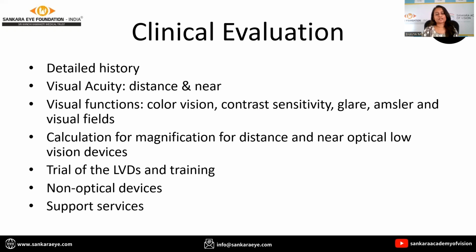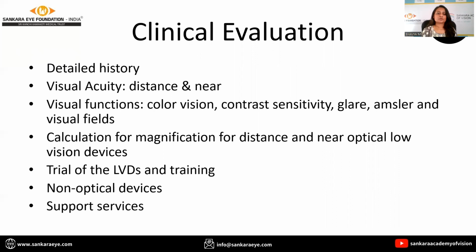Telescopes come in a wider range: monocular telescopes and binocular telescopes, which are handheld telescopes. We also have clip-on telescopes ranging from 2x to 10x magnification. We also have near optical low vision devices, which comprise magnifiers and glasses with prisms.